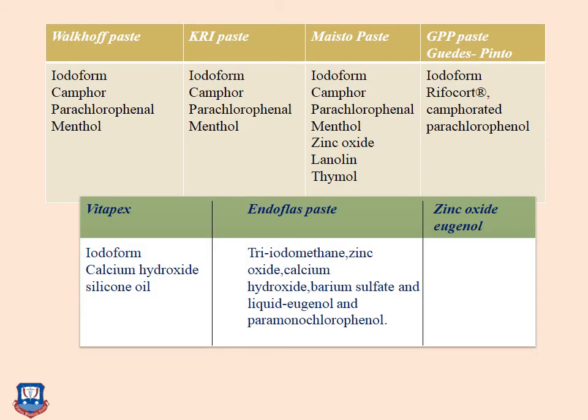So the other pulpectomy or obturating materials are the Walkoff paste, then the KRI paste, then you have Maisto paste, GPP paste, then you have Vitapex, Endoflas and zinc oxide eugenol. Vitapex is the commonest one that we use, that is, it consists of iodoform, calcium hydroxide and silicone oil. Endoflas paste is triiodomethane, zinc oxide, calcium hydroxide, barium sulphate, liquid eugenol and para monochlorophenol.